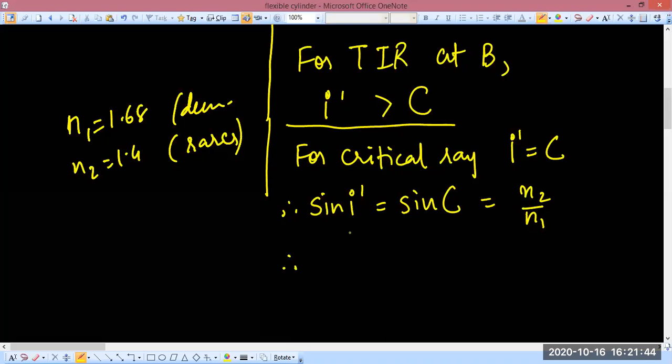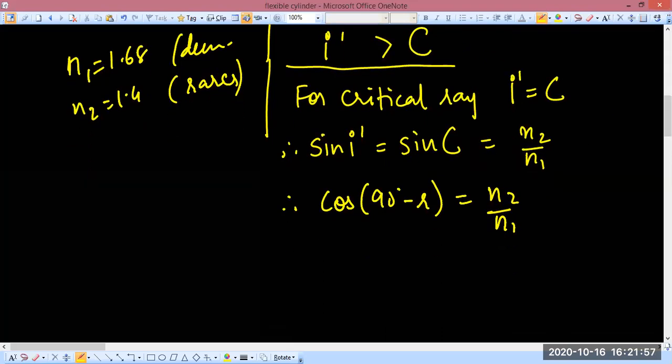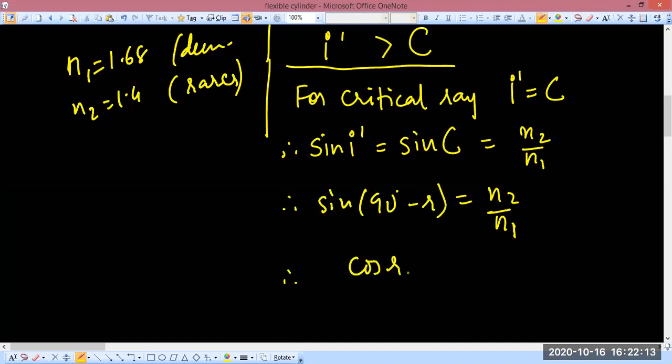But sin I dash, I'm sure all of you understand, is equal to sin 90 minus R, sorry, I made a mistake in writing. Basic geometry is used here, as written above. Sin I dash is sin 90 minus r, so that's why it is cos r. I hope it is clear. Is it clear so far?